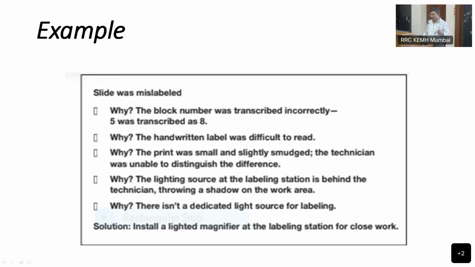So this is how we have come to the solution: install a lighted magnifier at the labeling station. For closed loop, this is the solution, and check the effectiveness of this solution.